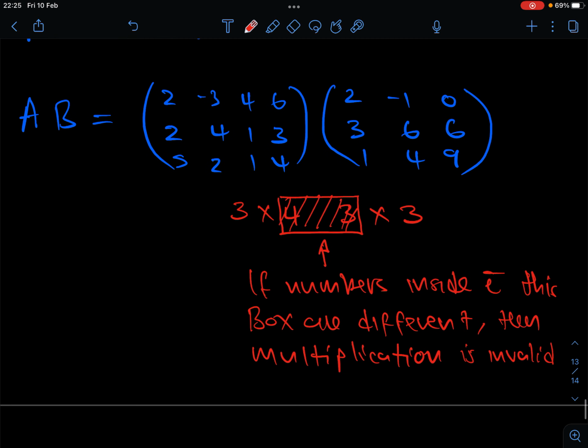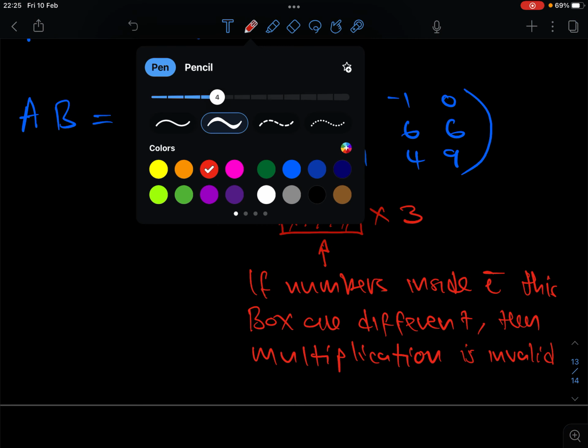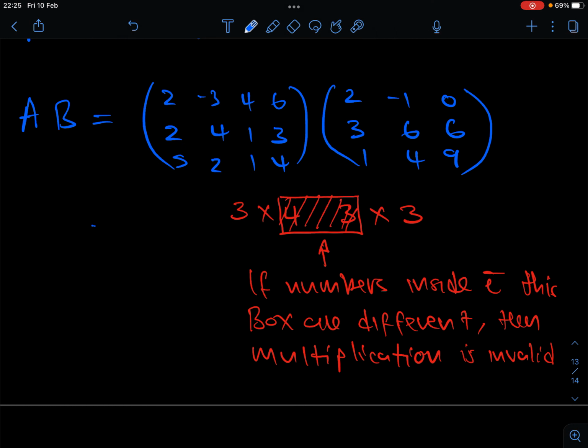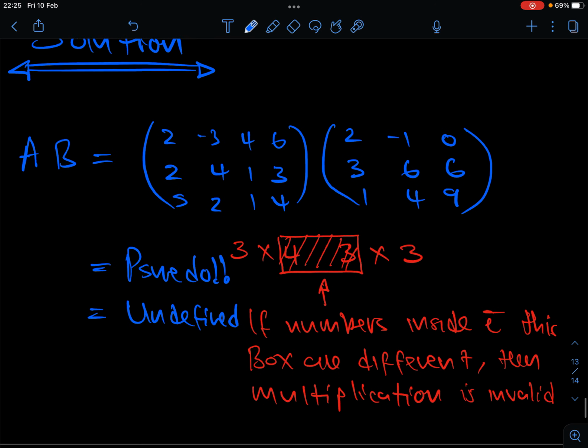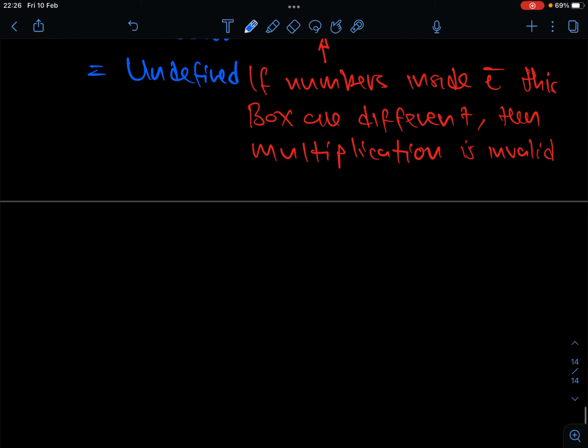So what we can then write is that AB is just pseudo or undefined. It's up to you. You see, like that. So we see now that these two matrices cannot be multiplied together. So now we have a pseudo solution or a non-existing solution. So what we're going to do now is try to find the other direction.